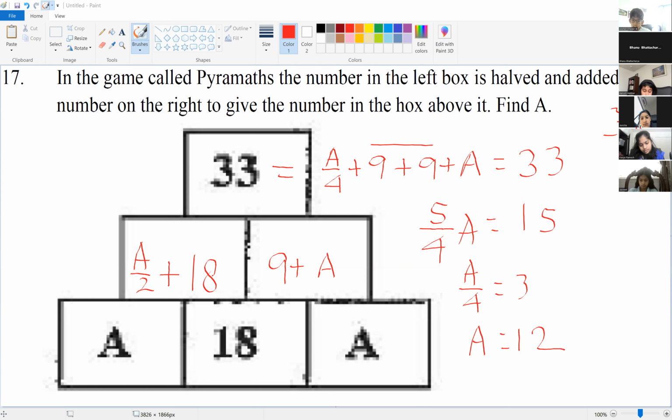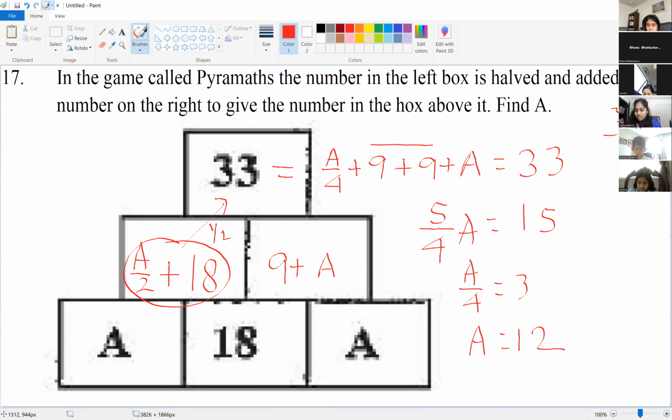Wait, why is it A over 4? Well, remember, you have to do half of this number, right? So when you do half of this number, wouldn't the A over 2 become A over 4? Oh. Do you understand or no? I understand now. Okay. Chinmay, is this how you did it?